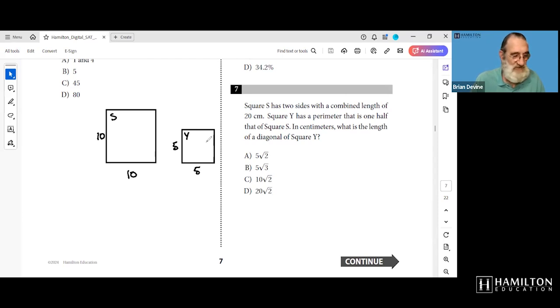And I want to know, what is the length of the diagonal in square Y? Well, this is a 45, 45, 90 right triangle when I draw that diagonal. So this diagonal must be 5 root 2 from the given reference and from prior knowledge. So A would be the correct answer.